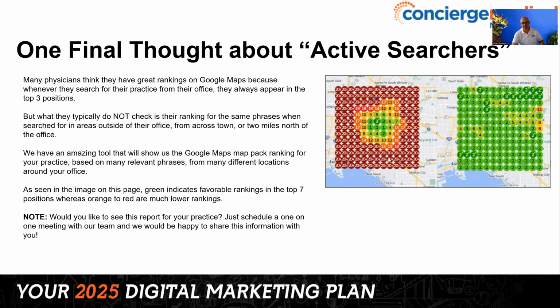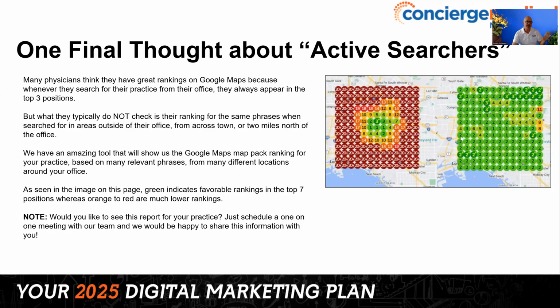For example, if you look at the map on the left side here, everything in red is bad. In other words, really terrible rankings. Green is good. So the area around this medical practice is great for ranking in the Google Map Pack. But once you start getting away from downtown where that location of that practice is, it drops off pretty fast.